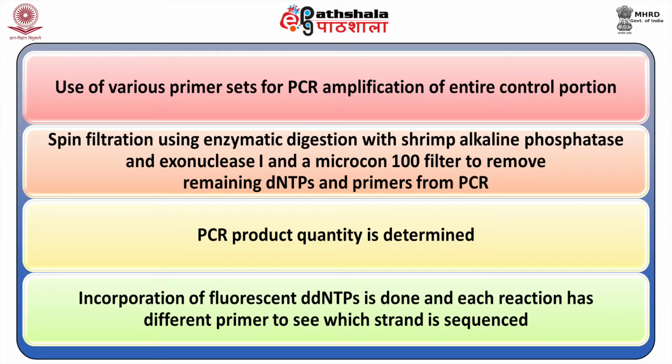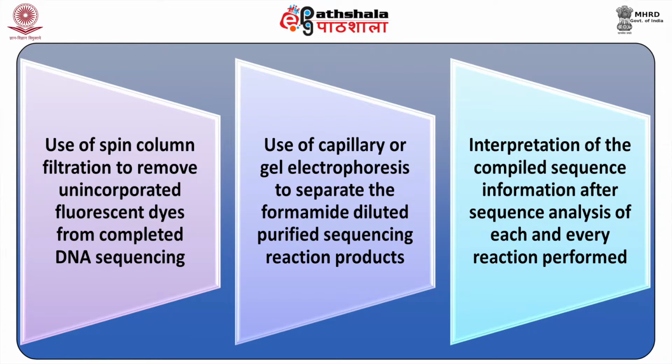Incorporation of fluorescent ddNTPs is done, and each reaction has a different primer to see which strand is sequenced. Spin column filtration is used to remove unincorporated fluorescent dye from the completed DNA sequencing. Capillary or gel electrophoresis is used to separate the formamide diluted purified sequencing reaction products. And next is interpretation of the compiled sequence information after sequence analysis of each and every reaction performed.